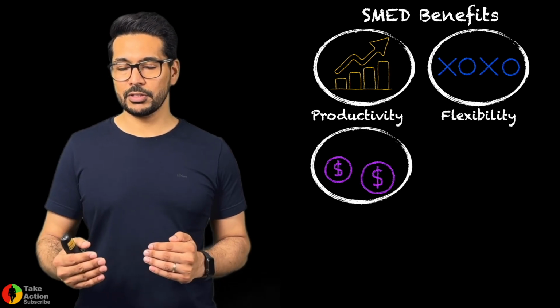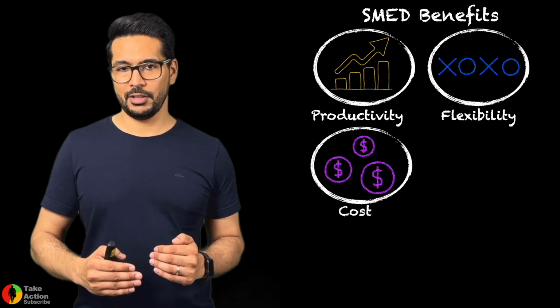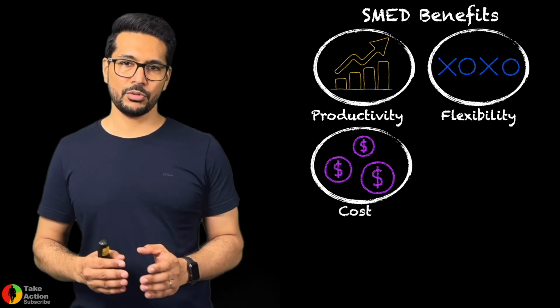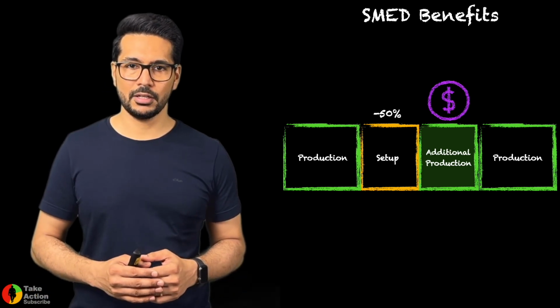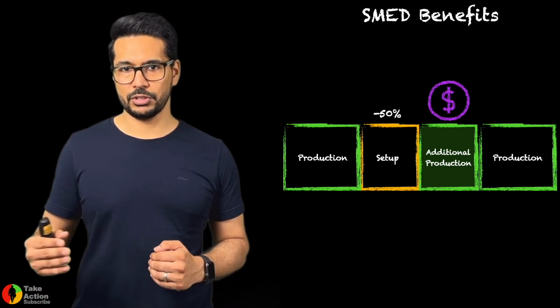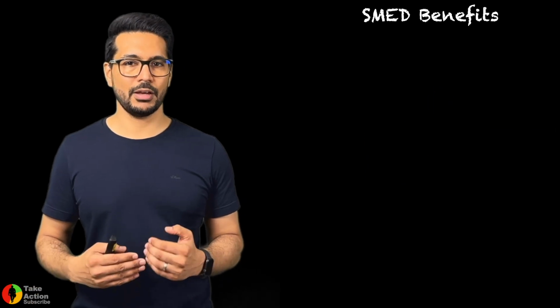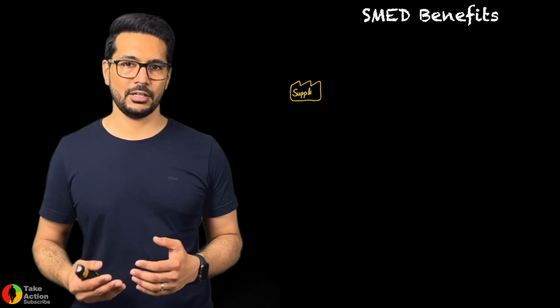The third benefit is the cost. If we have reduced, for example, 50% of our setup time, in this saved time we can produce more parts. So the number of people in the line is the same, but we are producing more parts. So we have reduced our direct and indirect costs there.